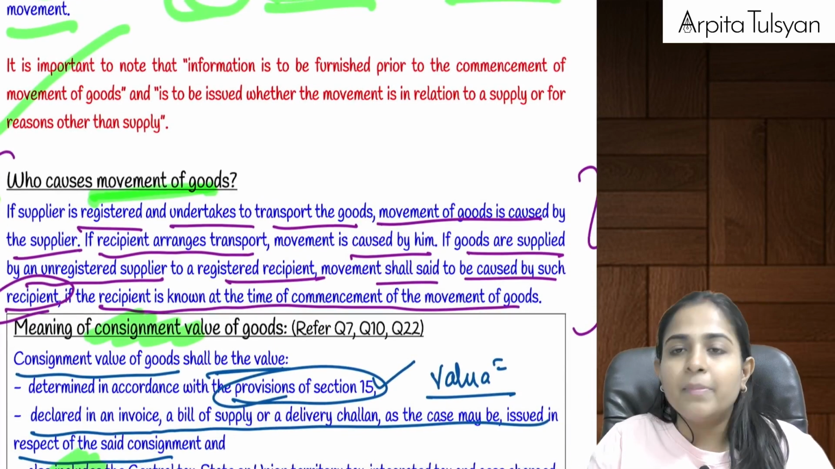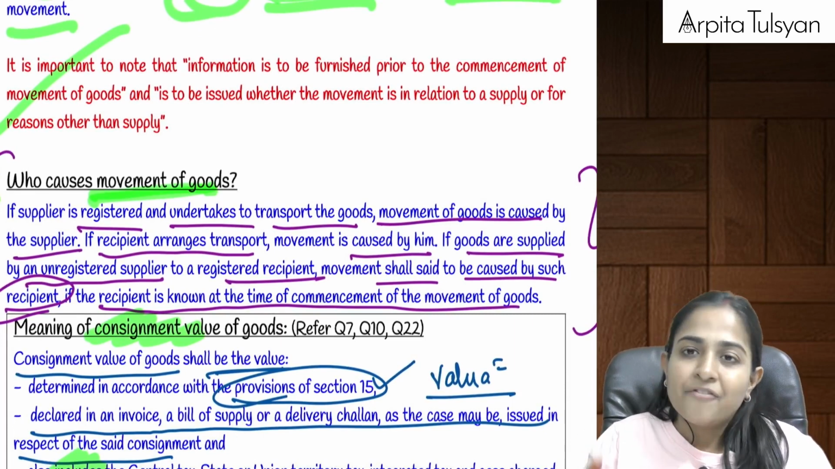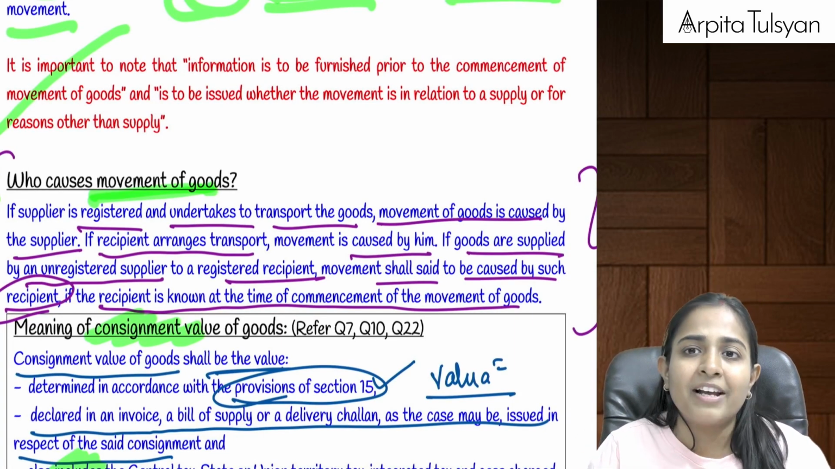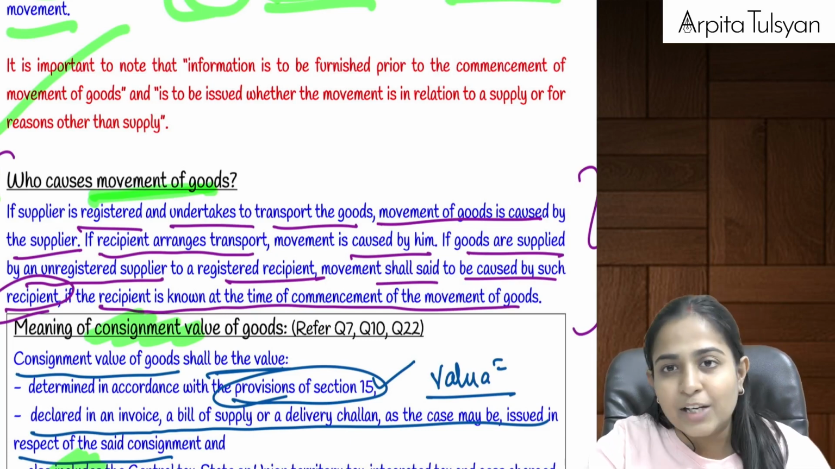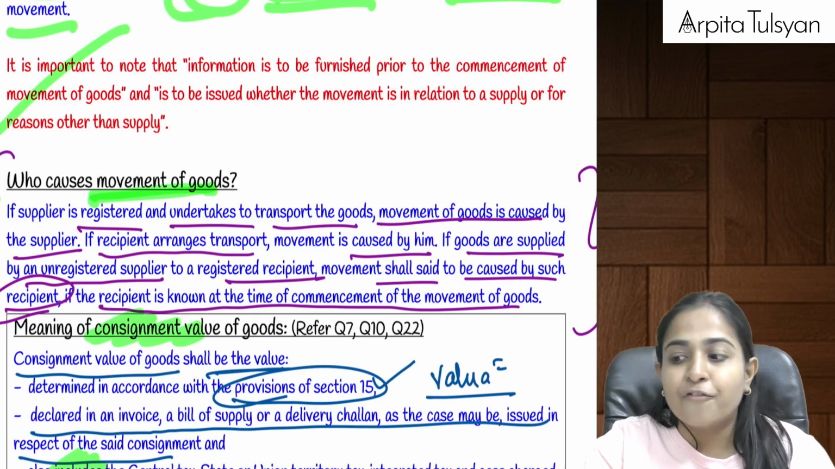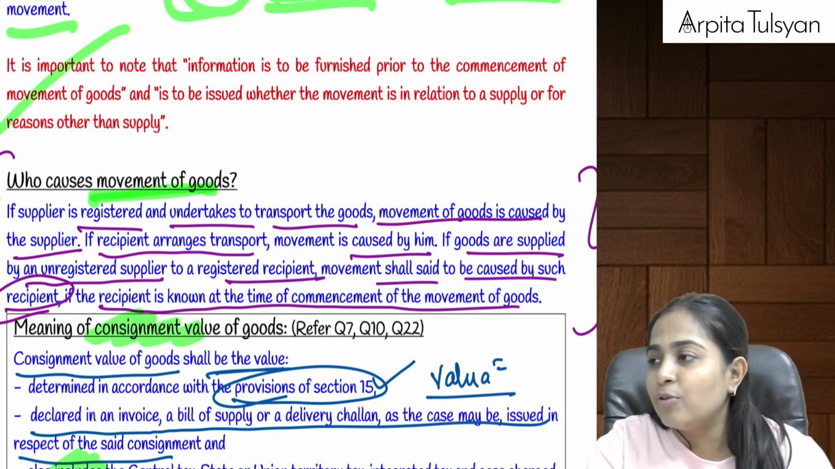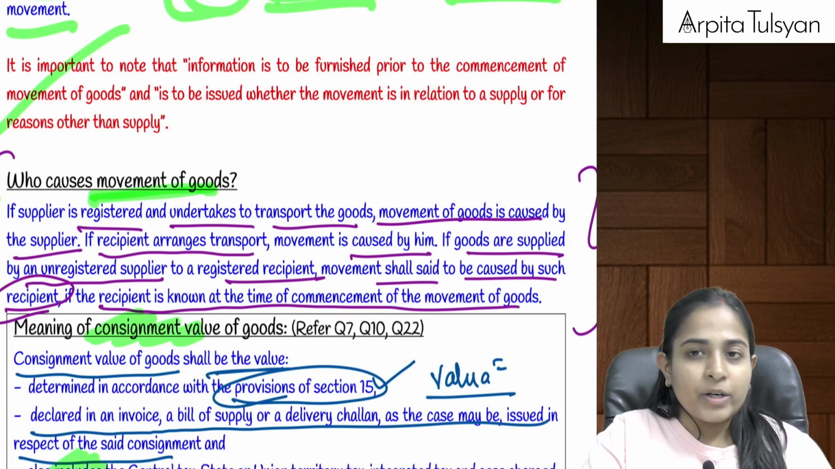But again, the e-way bill is required only when the consignment value exceeds rupees 50,000. Ma'am, what do you mean by consignment value? Consignment value means the value as determined as per Section 15 valuation. But here, for a change, it will also include the amount of taxes: CGST, SGST, UTGST, IGST, etc. All these will be included in this.